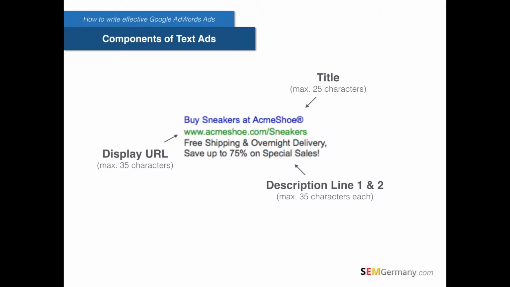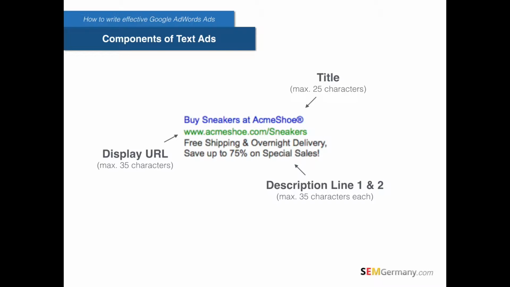Now, the challenge when writing these ads is that the amount of space you have for each element is actually very limited. For the title, it's a maximum of 25 characters, for the display URL, it's 35 characters, and for both description lines, it's also a maximum of 35 characters each. So the art of writing good text ads is to learn how to be as convincing and at the same time put as much relevant information about your product or service as possible within an extremely limited amount of space.